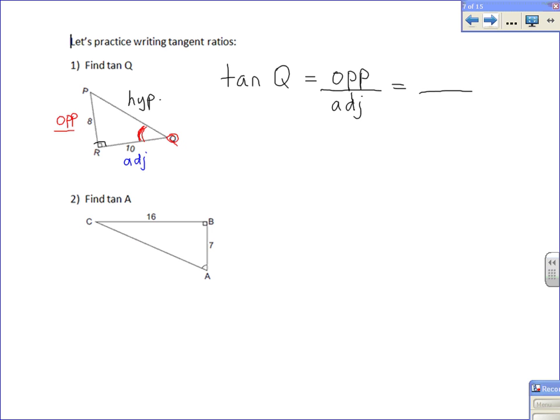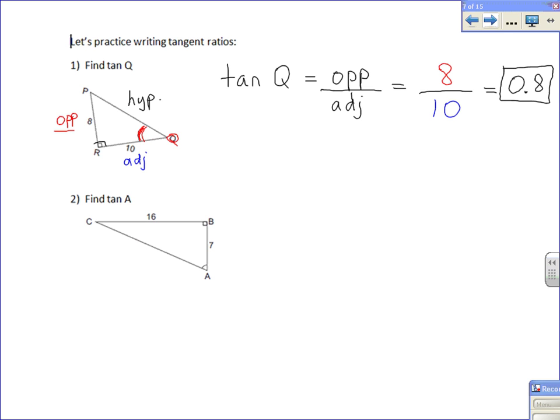I'm just going to plug in the values that I have for my triangle. So 8 is the length of the opposite side, and 10 is the length of the adjacent side. So I've written my tangent of Q as a ratio, 8 over 10. Let's go a step further and actually divide 8 by 10 and write this as a decimal. Okay, 8 divided by 10 is 0.8. And that is my answer.